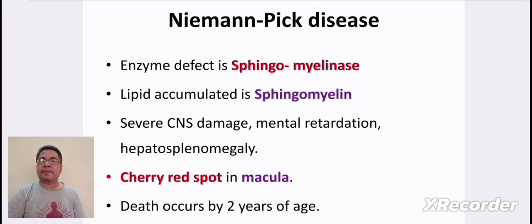Niemann-Pick disease. Enzyme defect is sphingomyelinase. Lipid accumulated is sphingomyelin. Severe CNS damage, mental retardation, hepatosplenomegaly are seen. Cherry red spot in macula is seen, and death occurs by 2 years of age.